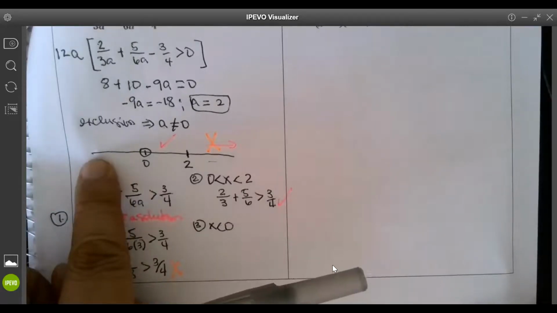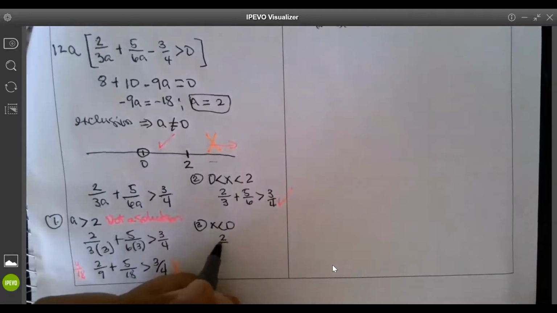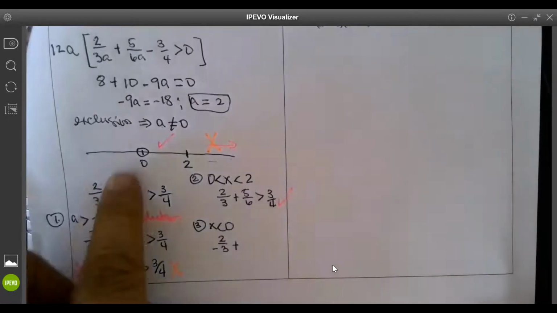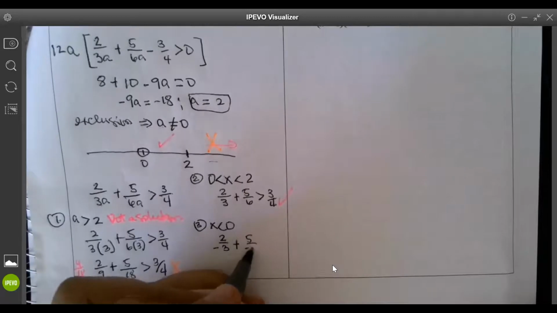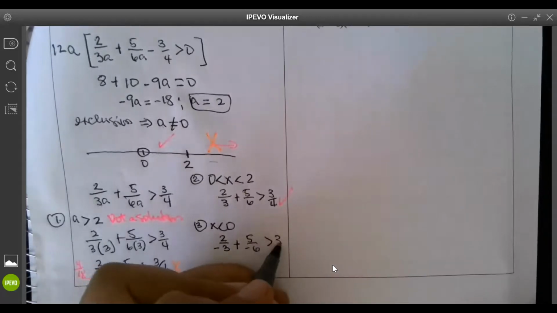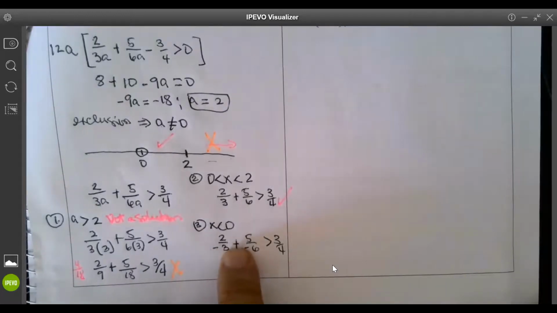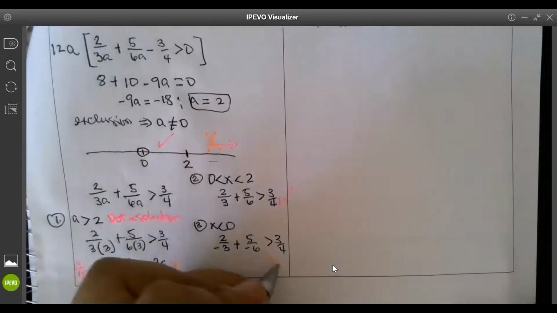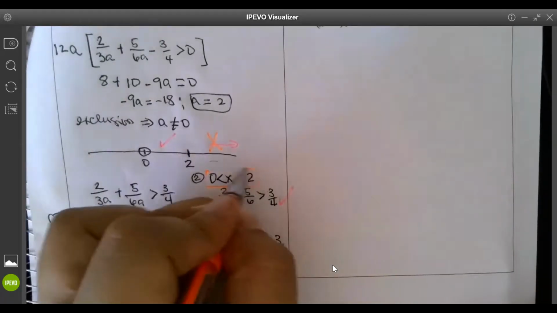Negative numbers. So if this is negative, this one is 2 divided by -3. Let's say we're taking -1 here, plus 5/6. Is that greater than 3/4? This is negative numbers, right? A negative number cannot be greater than a positive number. So this one is not a possible answer. So this one is the only solution.